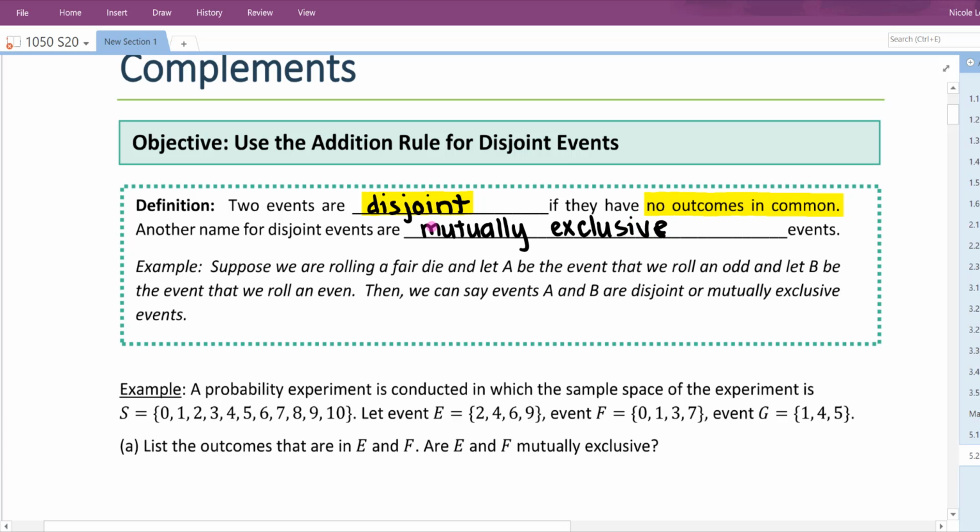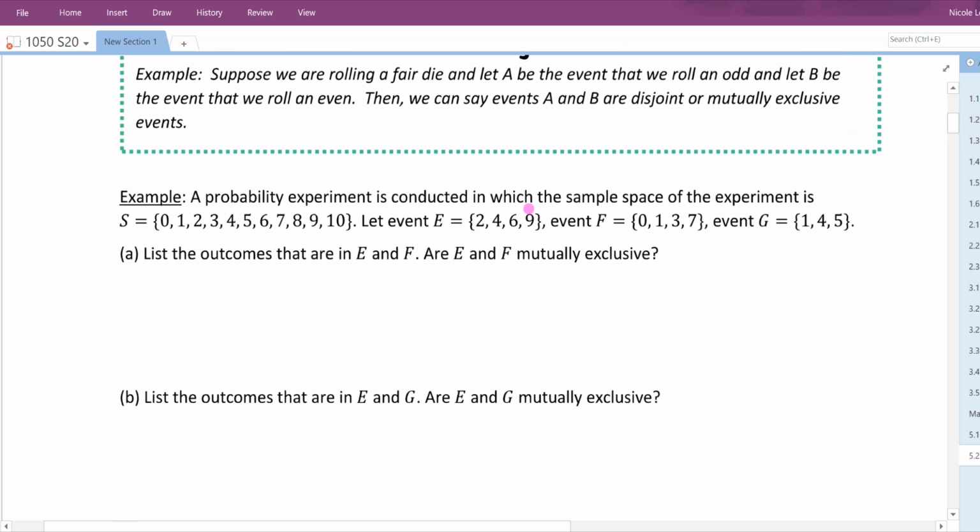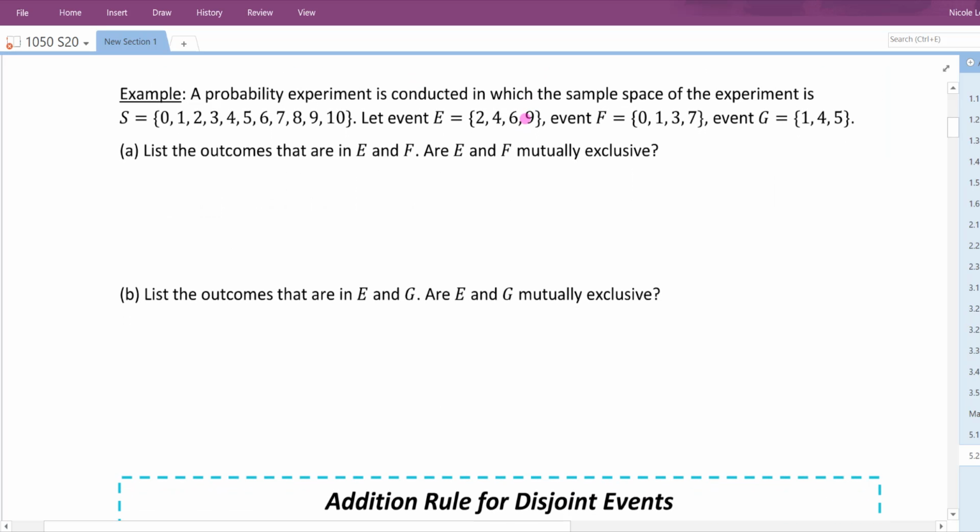Okay, so disjoint and mutually exclusive events mean the same thing. Both of those things will tell us that the two events will have no outcomes in common. Okay, so then let's go ahead and look at our first example here, where it says a probability experiment is conducted in which the sample space for the experiment will be all of these numbers here. So this is going to be our sample space, which is just 0 to 10.